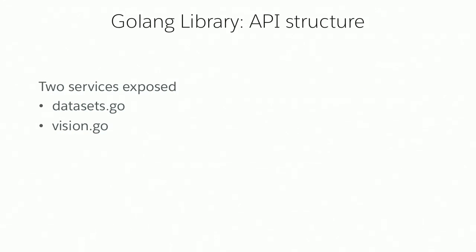So there are two services which we have exposed in the Golang library which we have published. First is the dataset APIs, second is the vision APIs. Dataset APIs take care of the life cycle of the dataset, and vision is for the prediction. You can predict either a local image or a remote image. So let's look at how exactly you go about accessing Einstein APIs from Golang.